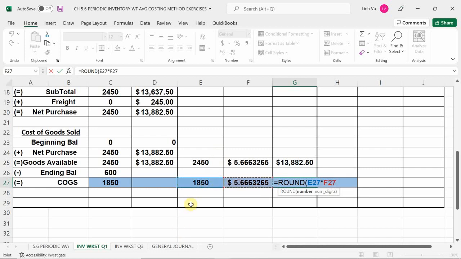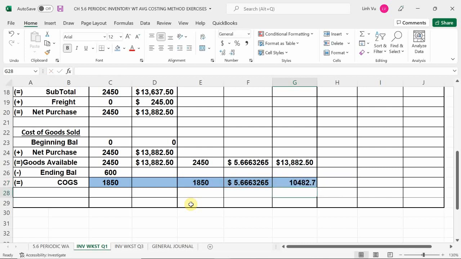I'm going to end that argument with a comma. And then the next argument is going to be how many decimal places you want to round the number to. In this case, I want to round it to the nearest penny. So for pennies, we understand that it is rounded after 2 decimal places. So that's exactly what I want. I want it rounded to 2 decimal places. Now, in most formulas for Excel, you can do without ending the formula with the parenthesis, so you can just go ahead and straight away press enter.